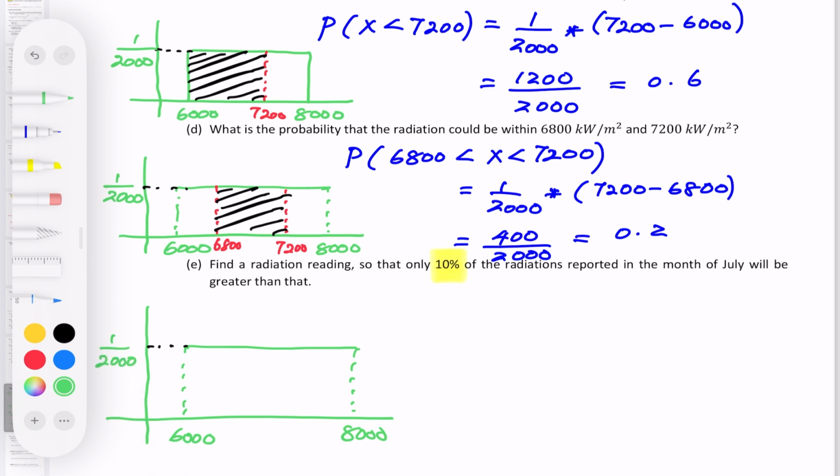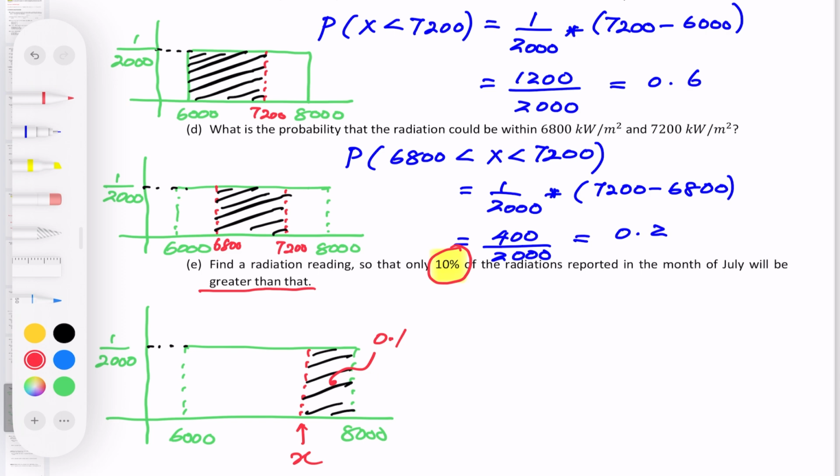And we are given a 10% probability. So is that 10% on the left tail or on the right tail or somewhere in the middle? Well, in order to decide that, we need to read the question carefully. So that only 10% of the radiations reported in the month of July will be greater than that. That means this given 10% should be a right tail area. So that 10% is somewhere on the right tail like this. I need to find the x value right here. What we know is that this shaded area is equal to 10%, which means 0.1.